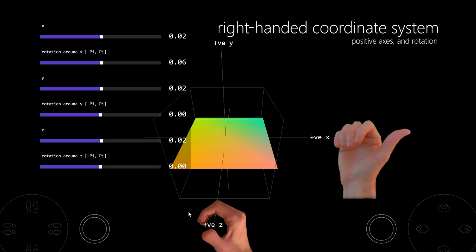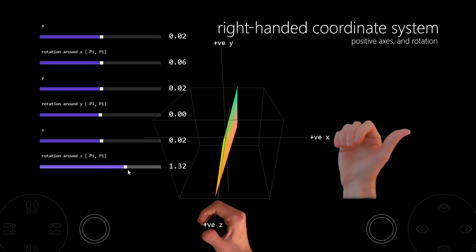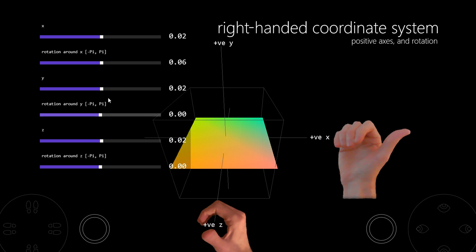Similar for z, using this graphic here. As I positively rotate around z, the square should rotate around the z-axis in a counterclockwise direction, and clockwise for negative rotations. And it's the same for y as well, counterclockwise positive and clockwise negative. So that's it for the right-handed coordinate system.